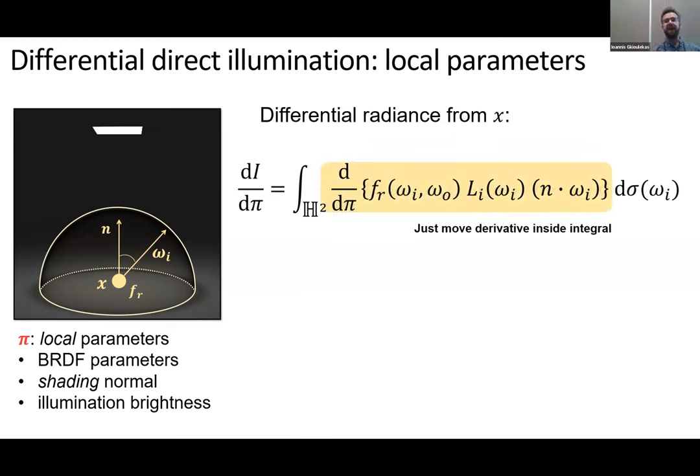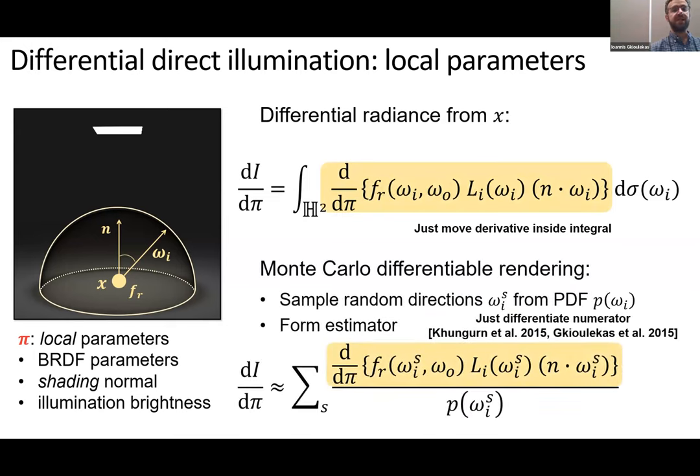And now how do I estimate this? I have another integral that I can evaluate in exactly the same way as I evaluated the initial direct illumination integral. I will sample some directions omega. And for those random directions, instead of computing the product of BRDF, L_i, and foreshortening, I will compute the derivative of this term. And since these are analytical functions, I can easily differentiate, okay? This is a very simple case. Effectively, I end up with an algorithm almost the same as the Monte Carlo one I used for the initial direct illumination rendering to get an estimate of the derivative of this image with respect to pi.